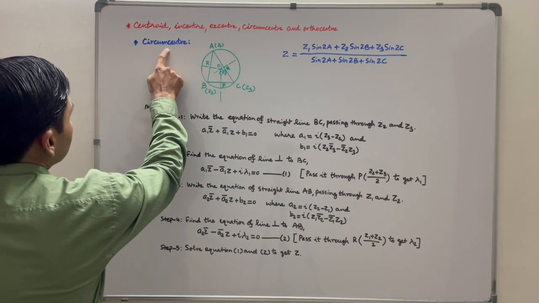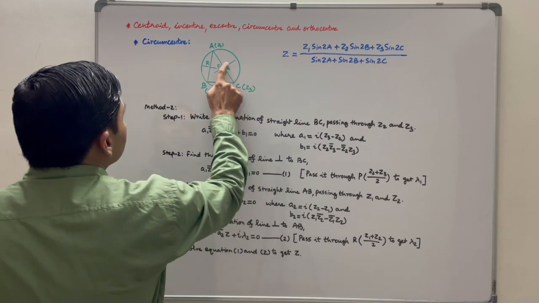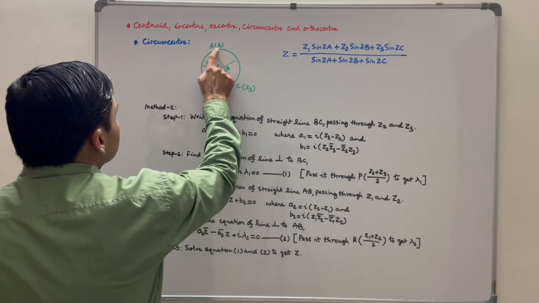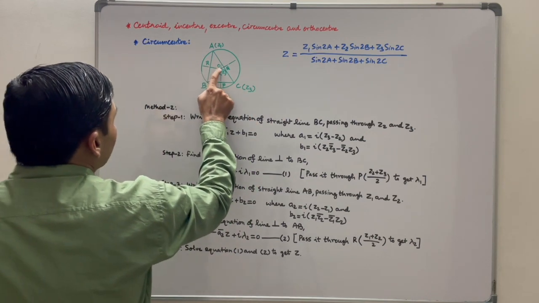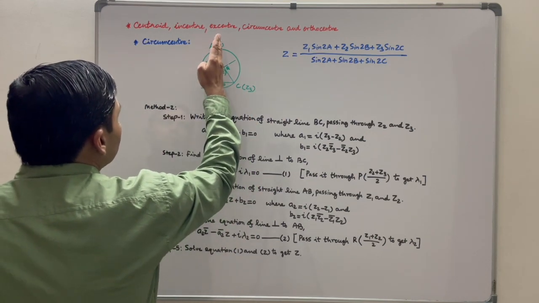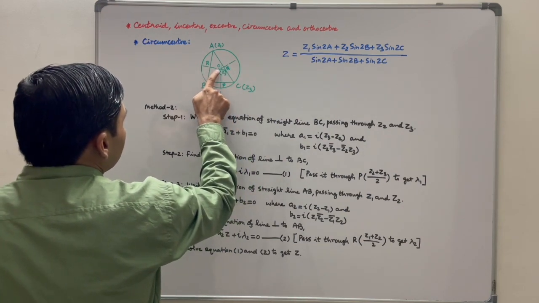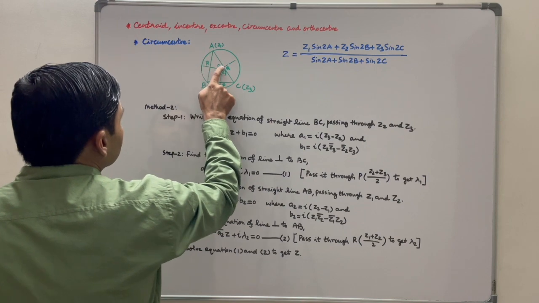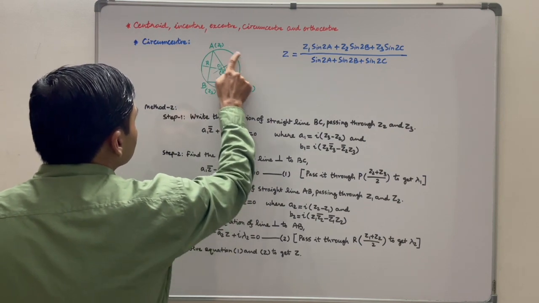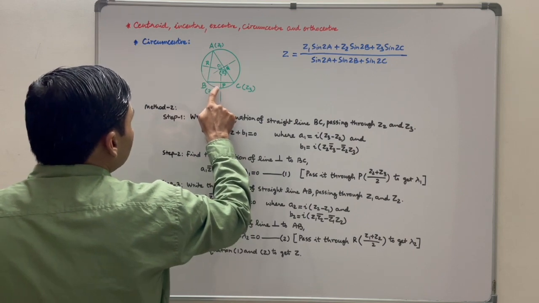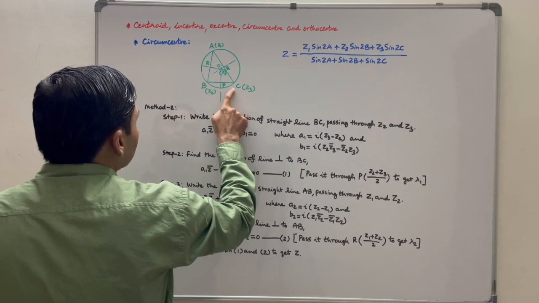Next one is circumcenter. Suppose ABC is a triangle whose vertices are represented by complex numbers z1, z2 and z3. Circumcenter is the point of intersection of the perpendicular bisectors of the sides. In this figure, it is shown by O. Then OA is equal to OB is equal to OC, that is the radius of the circumcircle. The circumcircle touches the vertices A, B and C of the triangle.